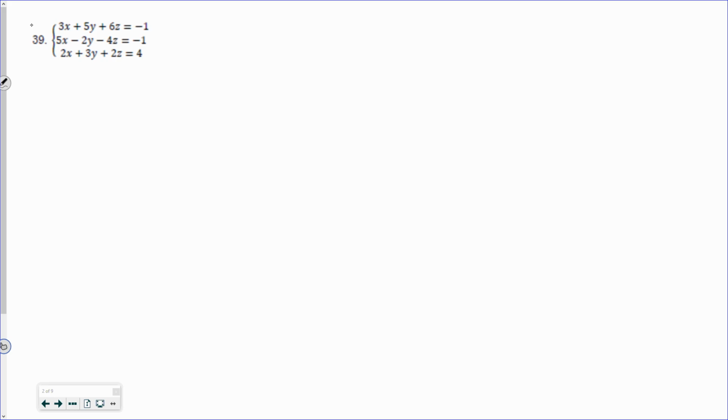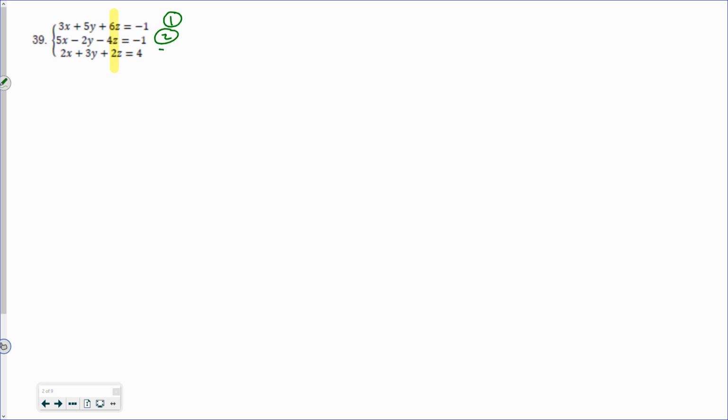So if you don't have a coefficient of 1, you want to look at your variables and see which one is very easy to cancel out. In this case, if I look at my x's, y's, and z's, my z's are going to be pretty easy to cancel out. That's because the 6 and the -4 are multiples of 2. So they're very easy to deal with. So that's what I'm going to do. I'm going to cancel out the z's.